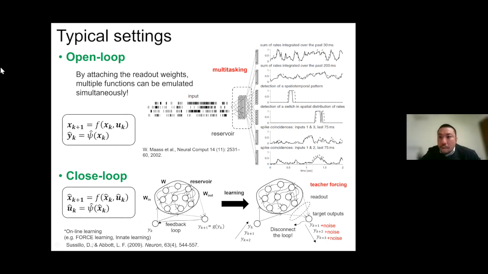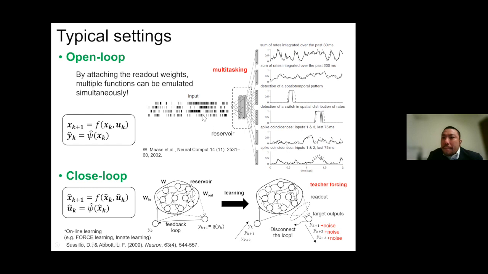In the open loop case, we have input injected to the reservoir, you drive the reservoir dynamics, and you pick up the response of the reservoir. By adjusting this readout part psi, you try to emulate some output. So the input-output relation. This is the open loop setting.